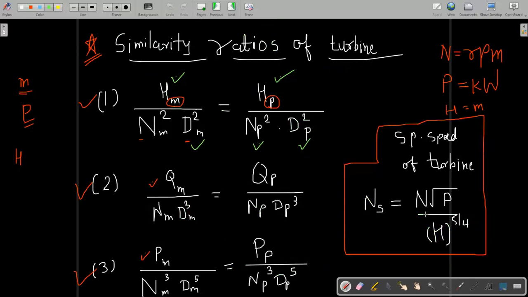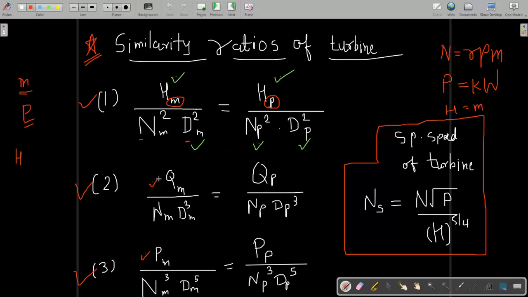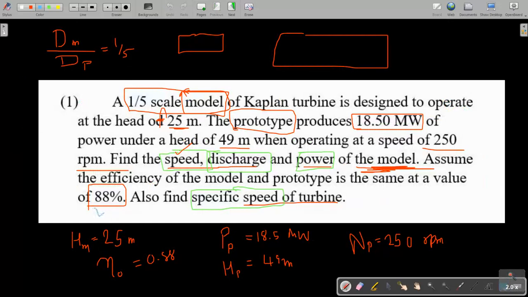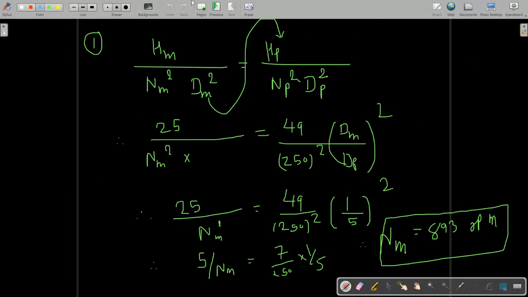Now second, so among the four, we have found out one thing, speed. Now next thing, discharge. So for discharge, we have to use this second equation. We have the rpm of both the model and the prototype, as well as diameter ratio is given, but we do not have the discharge for either model or prototype. So what to do? For that, the overall efficiency is given 88%. So use this equation. How we can use?